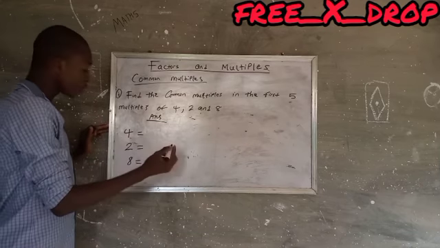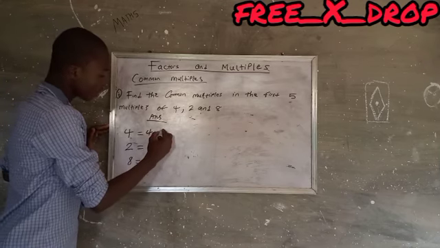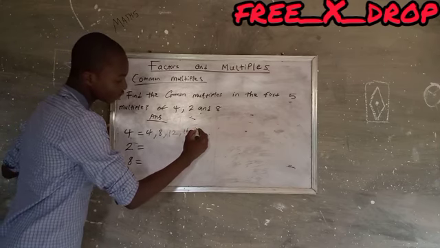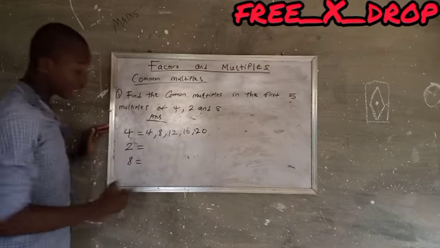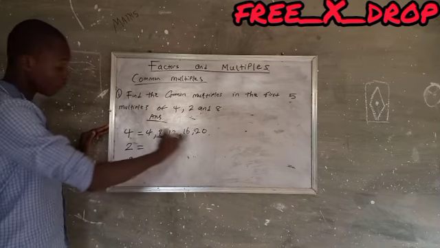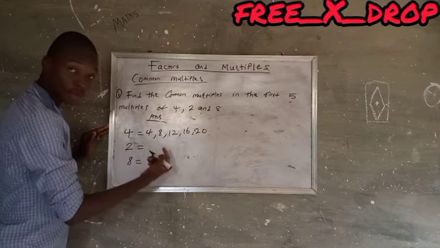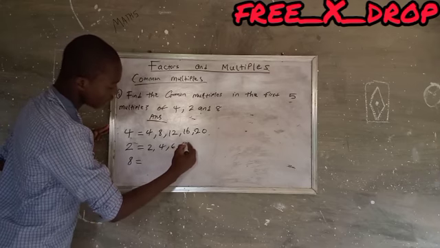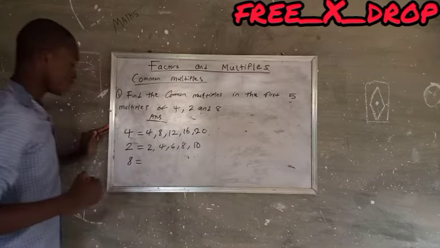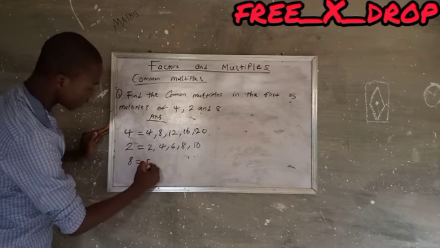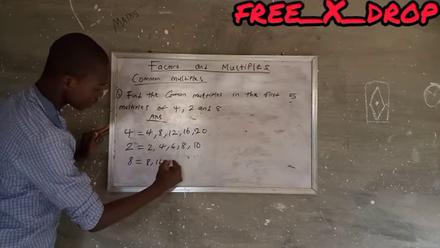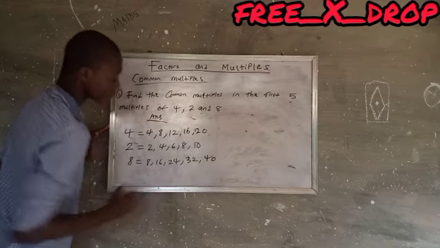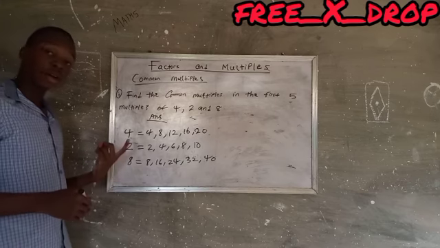You'll find the first 5 multiples of 4, which is 4, 8, 12, 16, and 20. These are the first 5 multiples of 4. Then find the first 5 multiples of 2, which is 2, 4, 6, 8, 10. And then we'll find for 8. This is 8, 16, 24, 32, 40. These are the first 5 multiples of 4, 2, and 8.